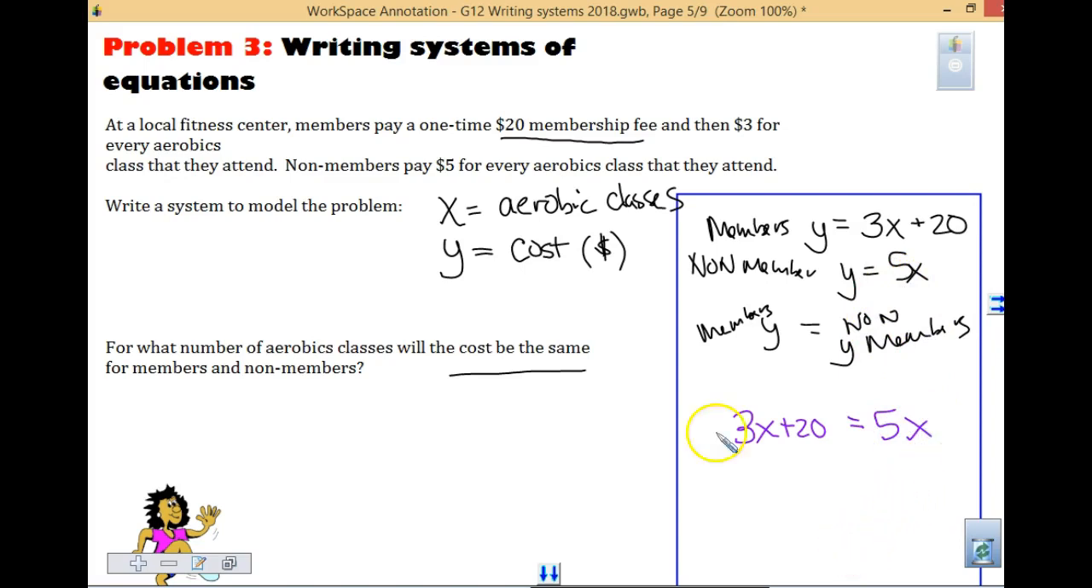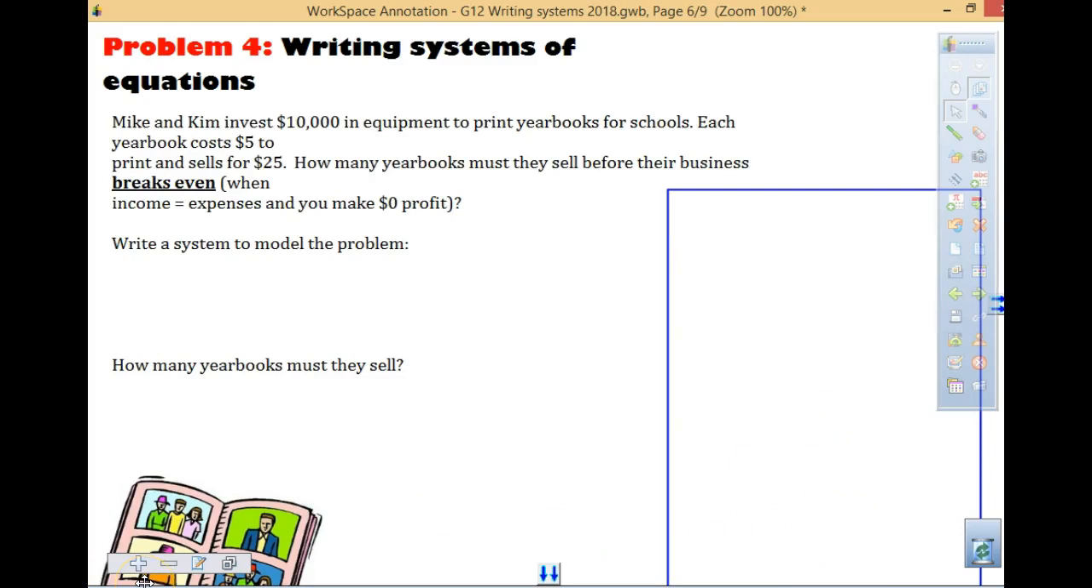I can now solve this by getting all the variables on one side, okay? Books for school. Each yearbook costs $5 to print and sells for $25. How many yearbooks must they sell before the business breaks even? When income equals expenses and you make $0 profit.